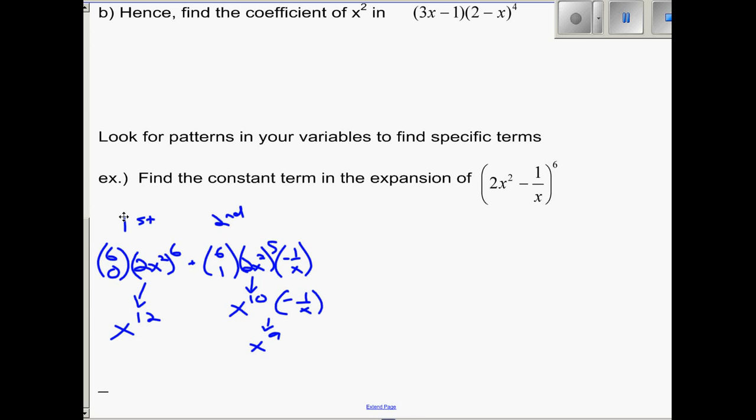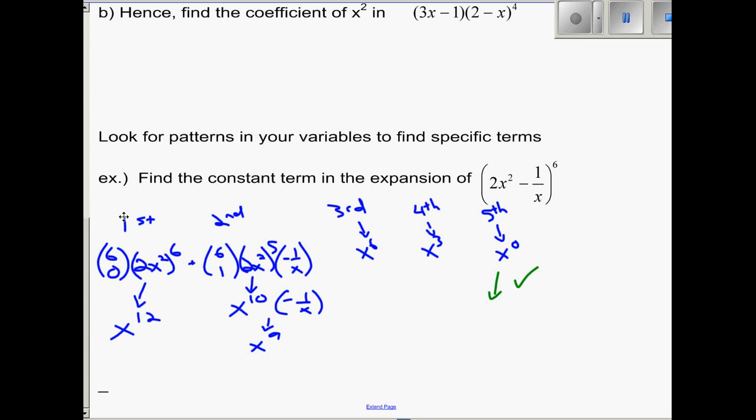That pattern of powers decreasing by 3 is going to continue. So my third term would give me an x to the 6th. My fourth is going to be an x to the power of 3. And my fifth will give me x to the power of 0, which means a constant term. So this is the one that we want.